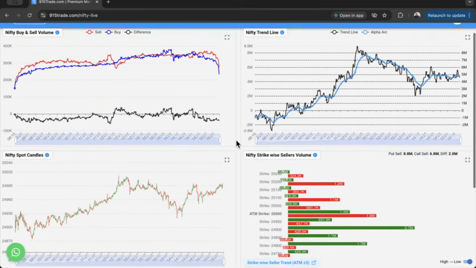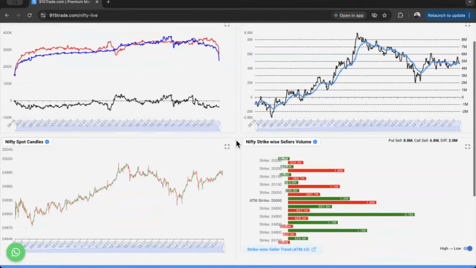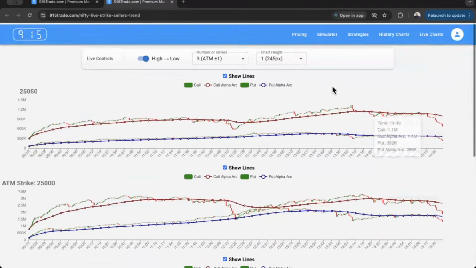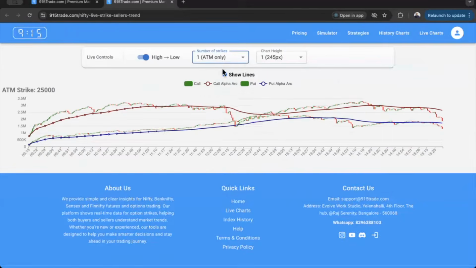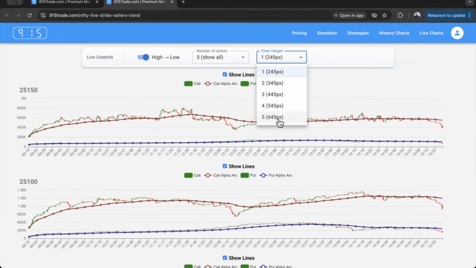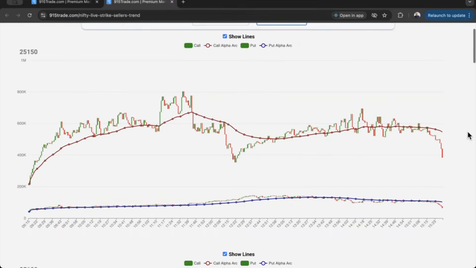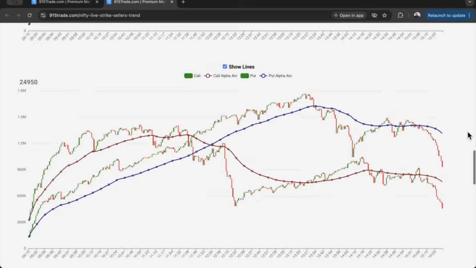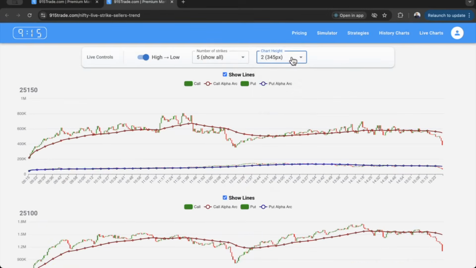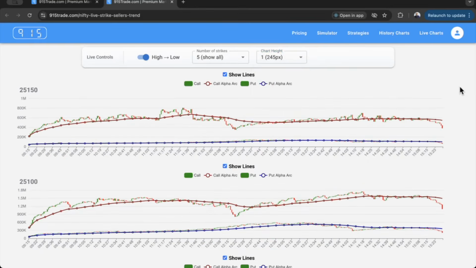Now, this is an extremely powerful and useful feature. Like I said, you can also do it here. You can also analyze the same thing here. You can see 3 strikes. We have recently added this feature wherein you can see 1 strike, 3 strikes, or you can see 5 strikes. If you need much bigger height, you can see it like this as well. Depending on how big your screen is, you can change the height of each of these charts. Makes it easy for you to analyze.